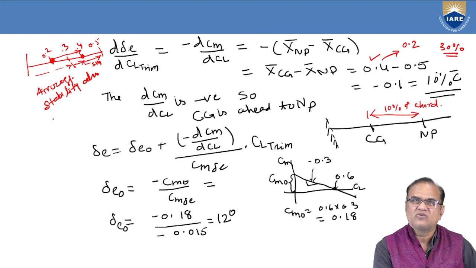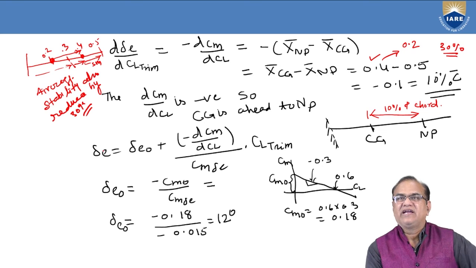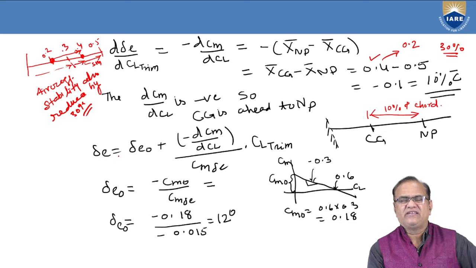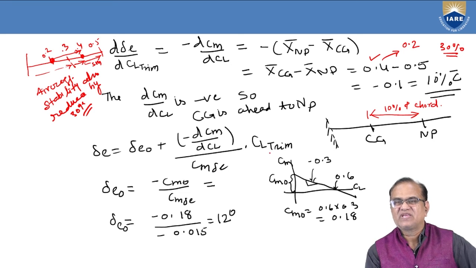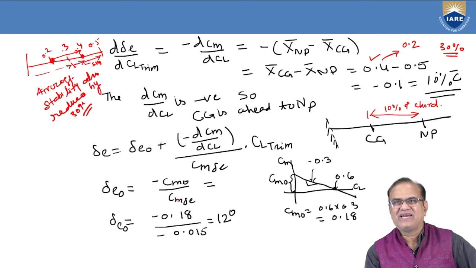Aircraft stability also reduced by 30%. Okay, that is the meaning. Okay, so here delta E is equal to delta E naught plus minus dCM by dCL divided by CM delta E into CL trim. Delta E naught is equal to minus CM naught by CM delta E. So minus this is equal to minus 0.8.